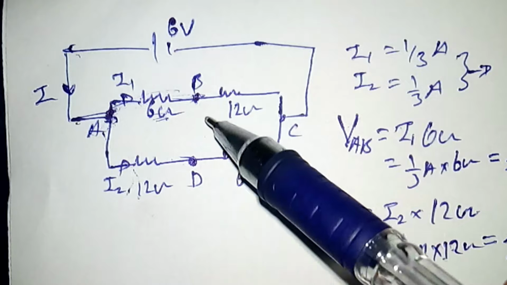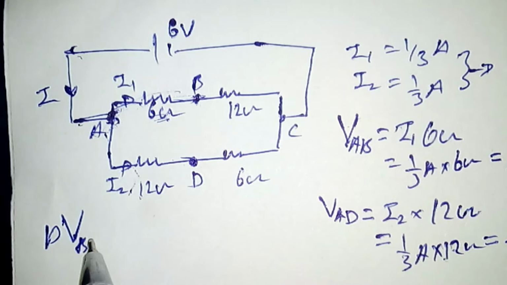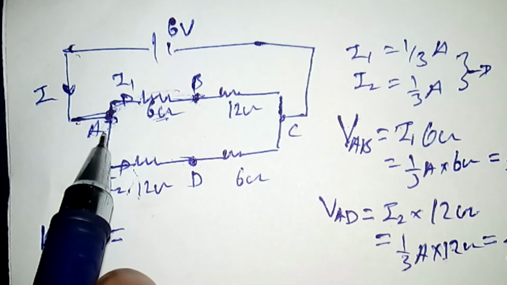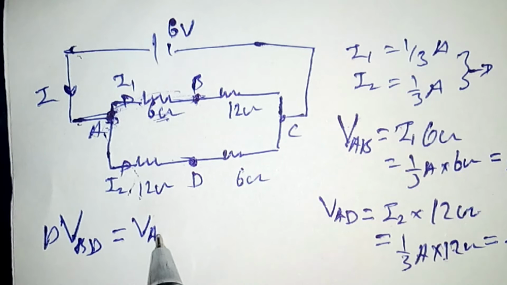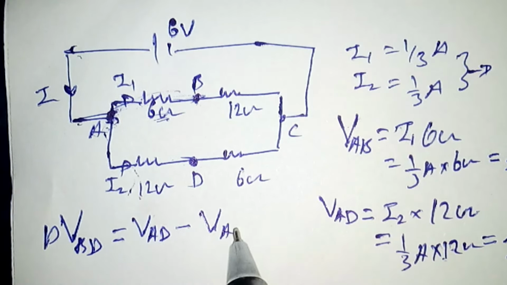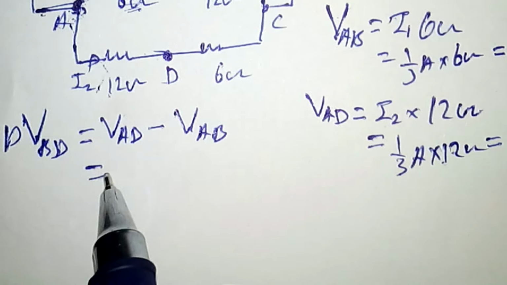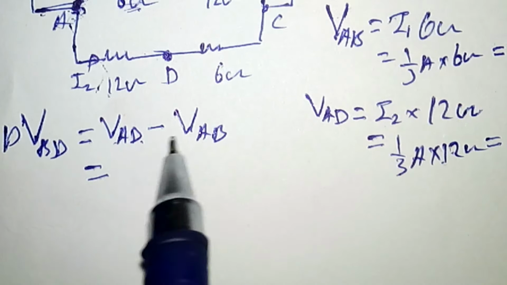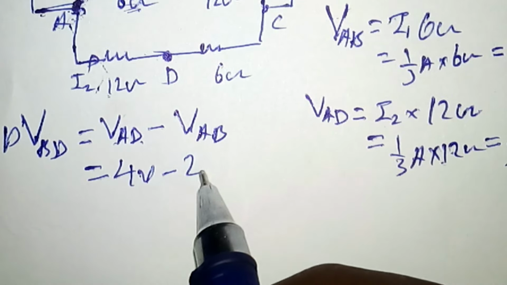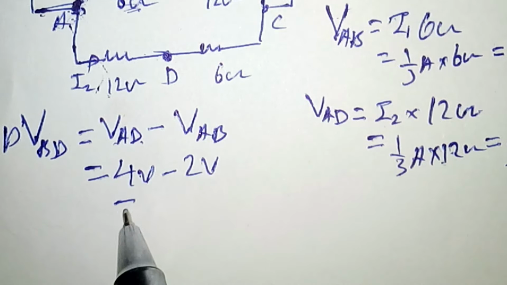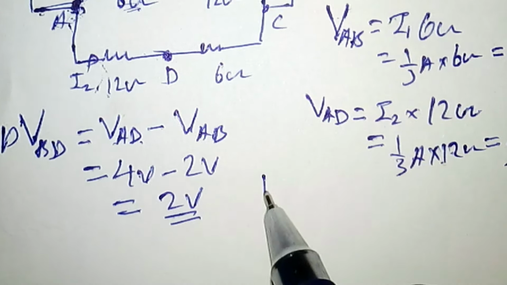Then the potential difference between B and D is the difference of electric potential, V_AD minus V_AB. So the voltage across AD, 4 volts, minus the voltage across AB, 2 volts, is directly equal to 2 volts. So the correct answer is alternative B.